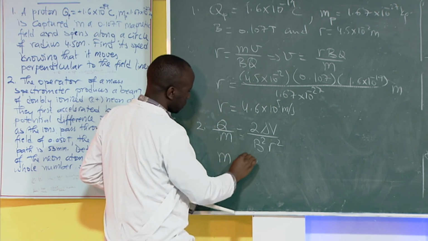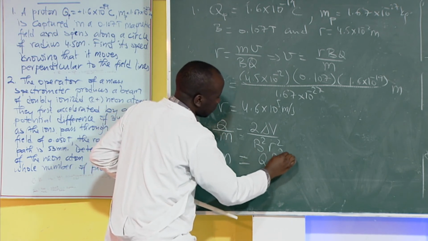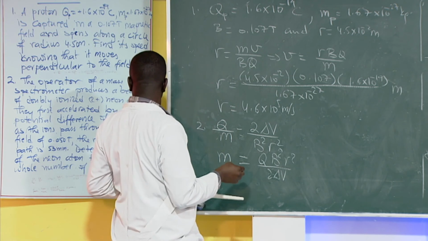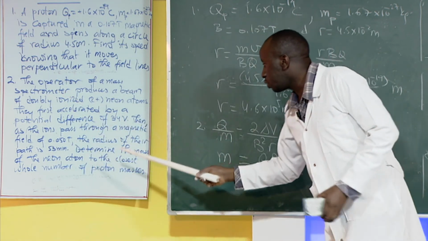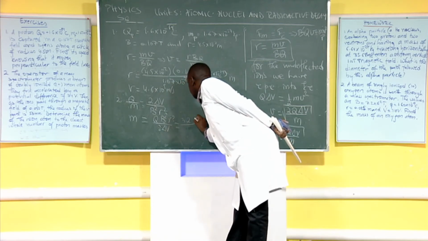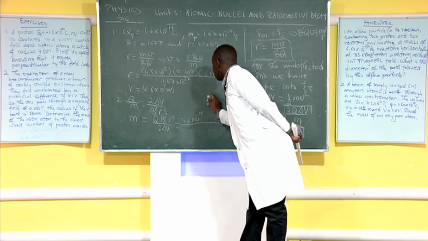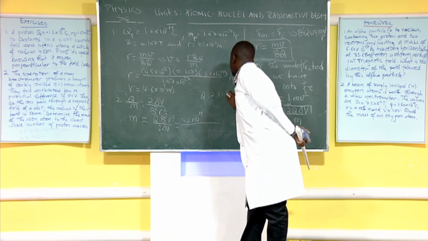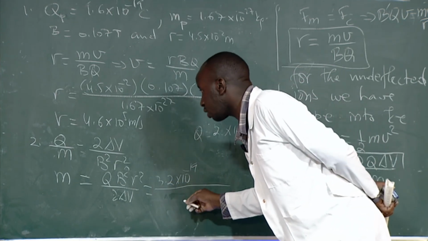So what is the mass of this atom? The mass here is equal to the charge, B squared R squared, over 2 times the change in the potential difference. And then we substitute. We have 3.2 times 10 power minus 19. This is the charge, because the charge is 2 times 1.6 times 10 power minus 19 coulomb. So then you find this 3.2 times 10 power minus 19.